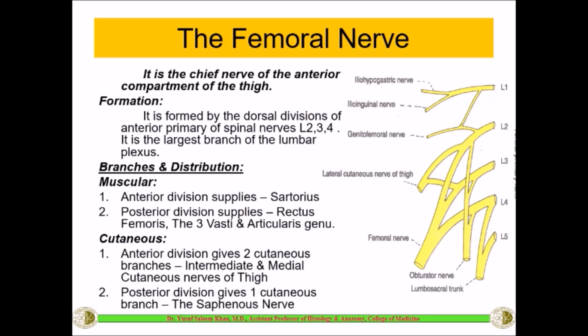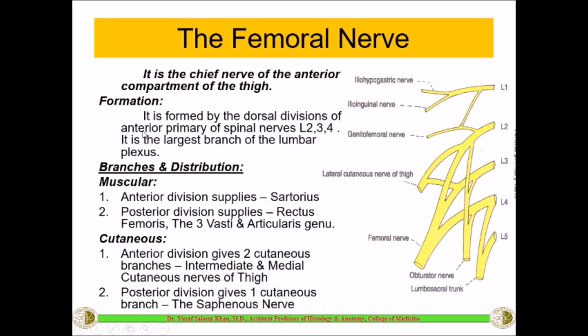So that's why this compartment, even though it is the anterior compartment of the thigh, is supplied by the dorsal divisions of the anterior primary rami of the spinal nerves L2, L3 and L4. That is the point you should remember: the anterior compartment is supplied by the dorsal division, not the ventral division, like in the case of the arm. In the arm, the anterior compartment is supplied by the ventral division and the posterior compartment by the dorsal division. Here the anterior compartment is supplied by the dorsal division.